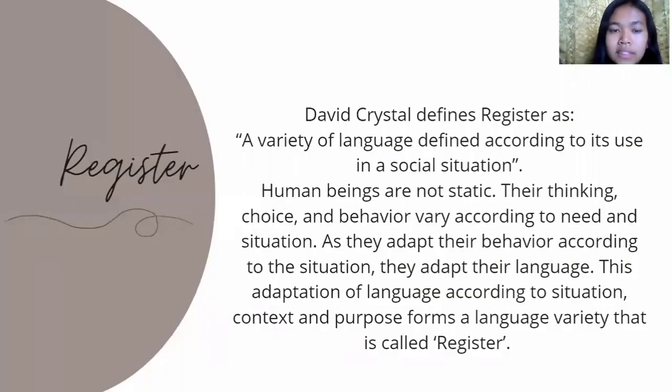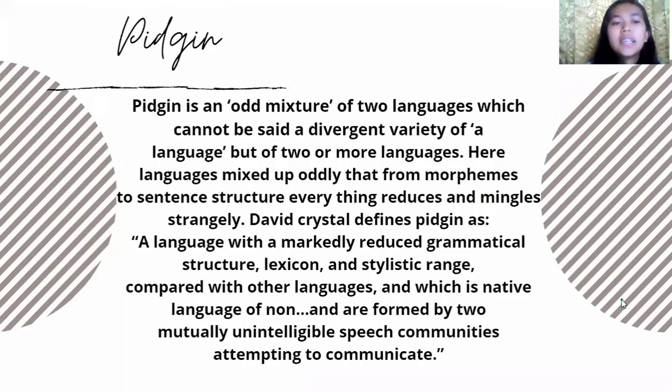The next scope is register. David Crystal defines register as a variety of language defined according to its use in social situations. Human beings are not static. Their thinking, choice, and behavior vary according to need and situation, as they adapt their behavior according to the situation.